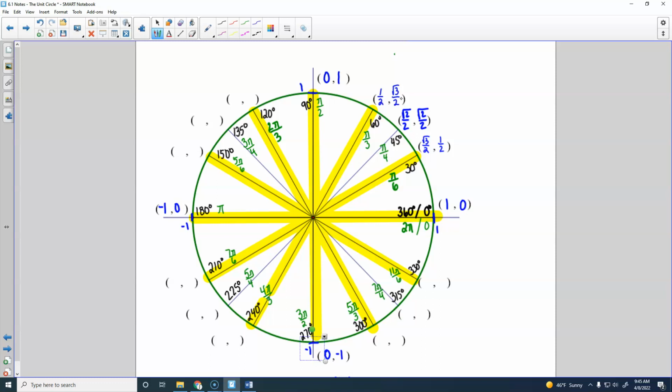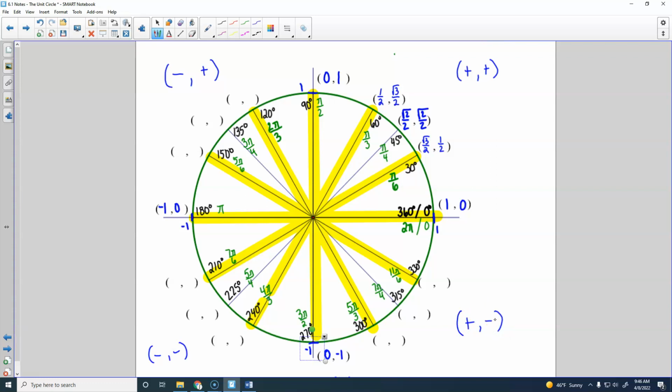All right, if you can fill in your degrees and your radians, and you know this much of the unit circle, you should be able to do the rest of the unit circle. Because we know in this quadrant, first quadrant, we're going to have a positive and a positive. For the second quadrant, we'll have a negative x value, but a positive y value. For the third quadrant, we'll have negative, negative. And for the fourth quadrant, we'll have positive, negative.